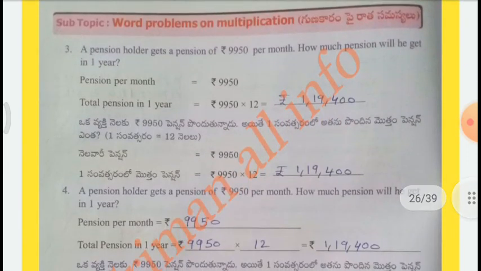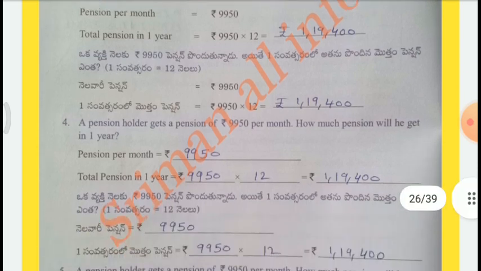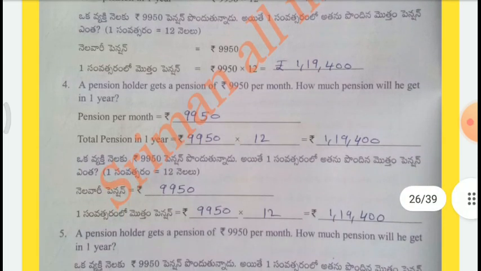A pension holder gets a pension of 9,950 per month. How much pension will he get in 1 year? Pension per month 9,950. Total pension in 1 year: 9,950 into 12. We get 119,400.